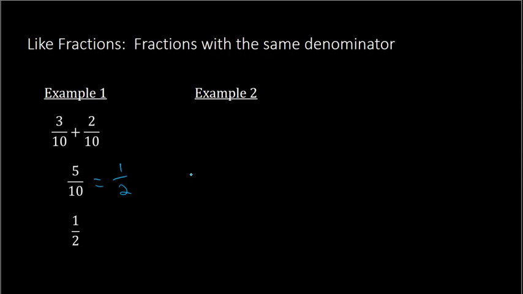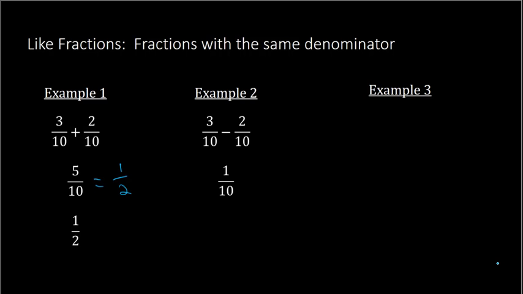Example 2, we have subtraction. Now instead of adding 3/10 and 2/10, we are subtracting those same fractions. And the concept for subtraction is exactly the same as addition. We keep the denominator the same, and then we subtract the numerators. So we do 3 minus 2 on the top to get 1, put that over 10, and our solution is 1/10.